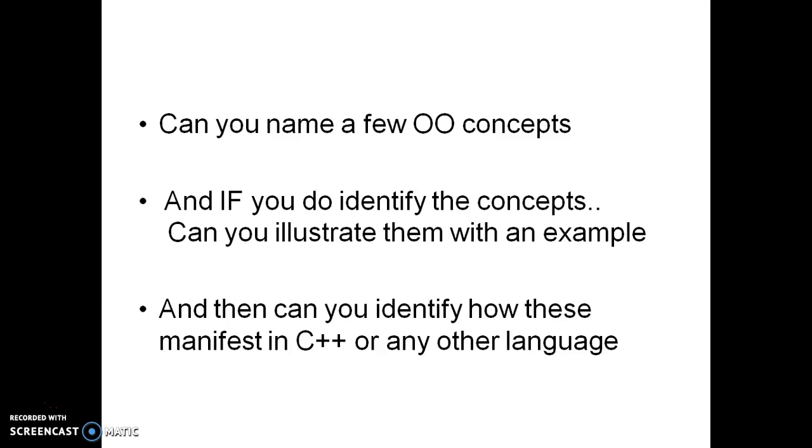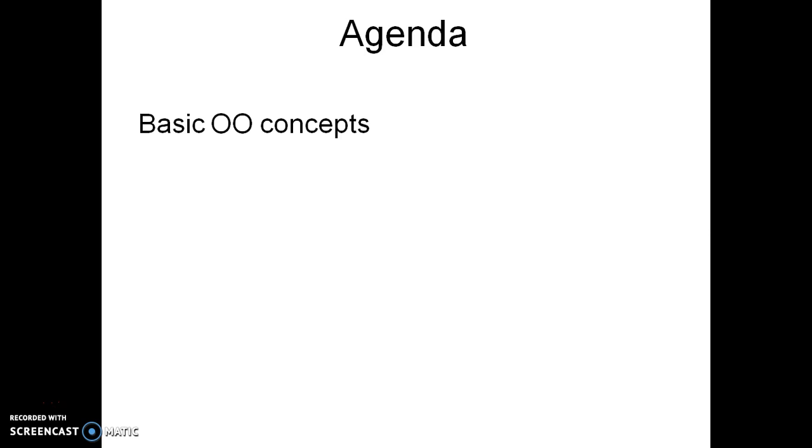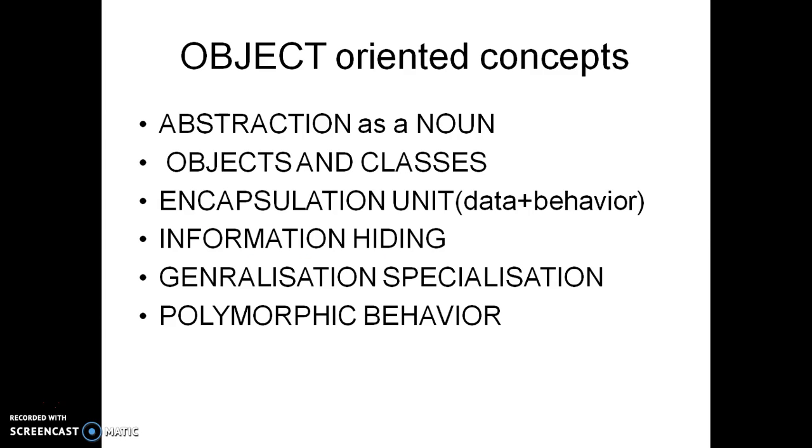So can you name some more core concepts? And if you can do so, can you identify the concepts involved? Can you illustrate them with examples from some application? And finally, can you identify how these concepts can be represented in a language like C++? The agenda today will be to introduce you to the basic object-oriented concepts. There are many object-oriented concepts. The important ones are abstraction, encapsulation, information hiding, generalization, specialization, and polymorphic behavior.